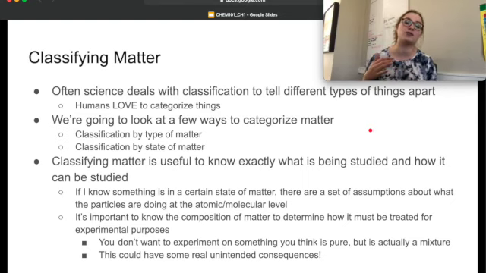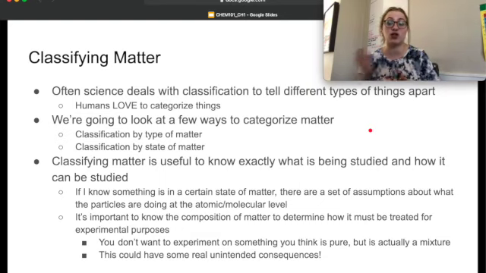So we're going to classify by the type of matter first, and then we're going to talk about how to classify matter by state. So classifying matter is useful to know exactly what's being studied and how it can be studied. So if I know something is in a certain state of matter, there are a certain set of assumptions about what the particles are doing at that atomic molecular level that I can make. So making that classification will help me to understand at a deeper level what's going on with the stuff I'm using, as well as it's very important to know the composition of matter to determine how it must be treated for experimental purposes.